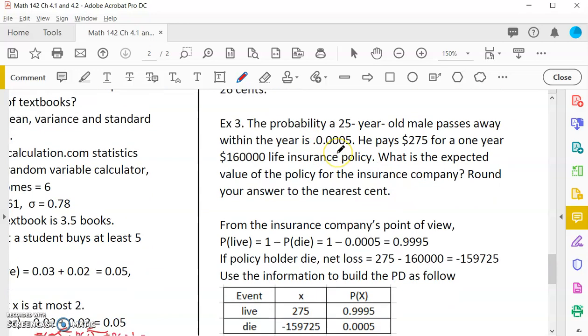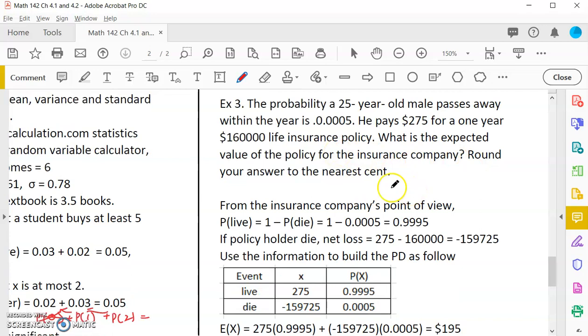Example 3 is insurance. Insurance is not a game. You buy insurance to make sure that if you die or something happens to you, the policy pays, so it can cover your loss for your beneficiary, right?